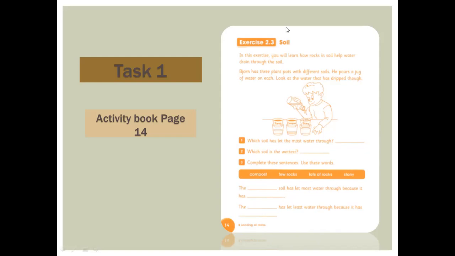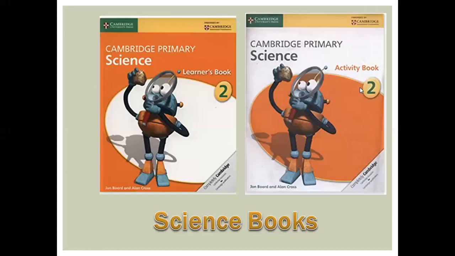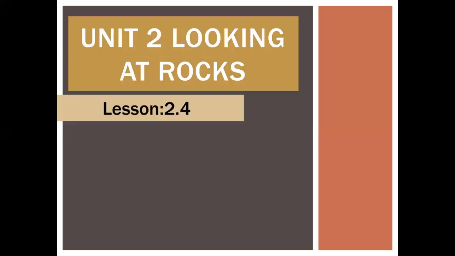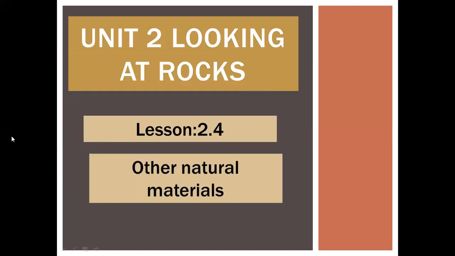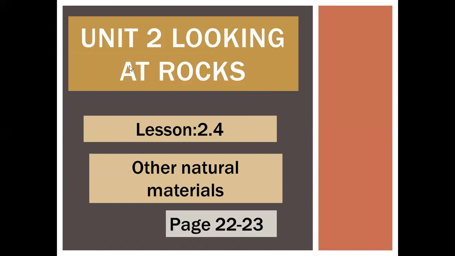Okay, moving on to our next lesson. Okay, boys, we are going to also complete our lesson 2.4 in this period. The name of this lesson is Other Natural Materials, and it is super easy. Those who have studied in the same school in grade 1, we have studied different materials. So this lesson is related to that lesson. Okay, open your books, page number 22 and 23, boys.